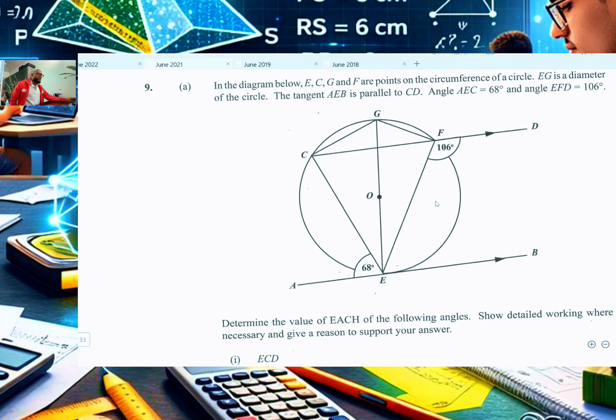All right, let me go. So they want us to determine the value of each of the following. Show detailed working where necessary and give a reason to support your answer. So I'm trying to find angle ECD. That is this one here.